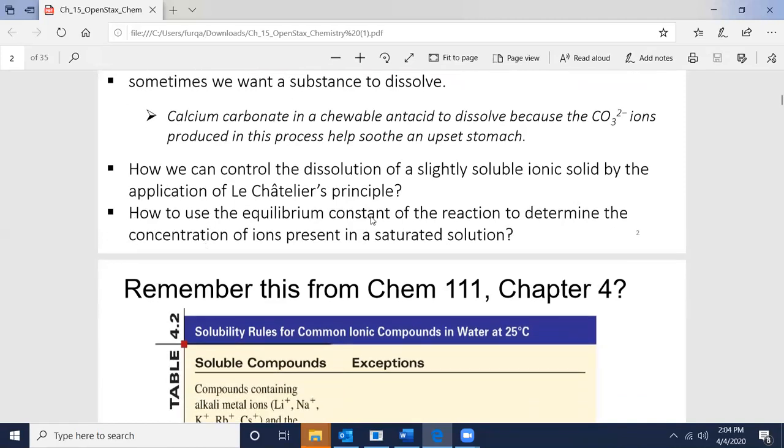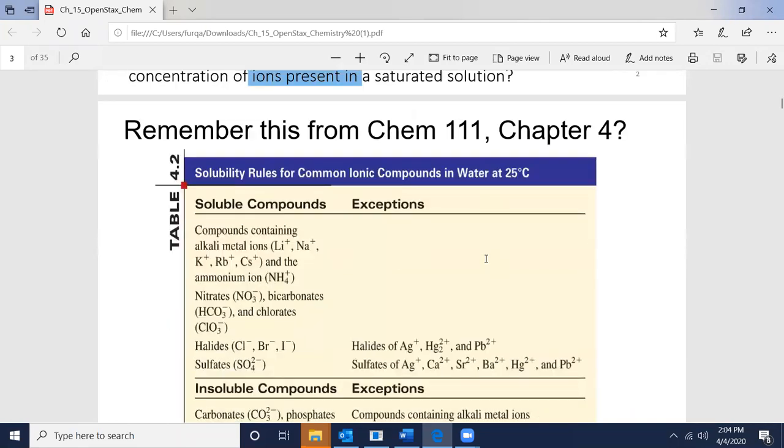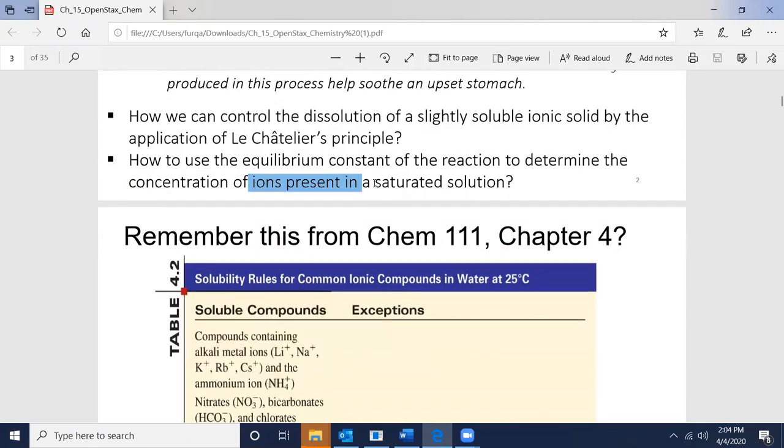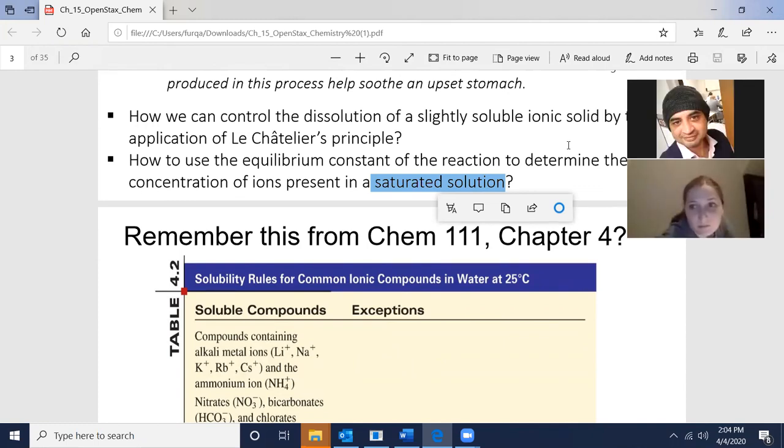How to use the equilibrium constant of the reaction to determine the concentration of ions present in a saturated solution. So this is exactly the way we go through the ICE charts. If the equilibrium constant is given to you, you're going to go through the ICE chart to find out the concentration of the ions present in the saturated solution. What does saturated solution mean? Once the possible dissolution has happened, the maximum dissolution that you have achieved, and that maximum is a different capacity for different compounds.